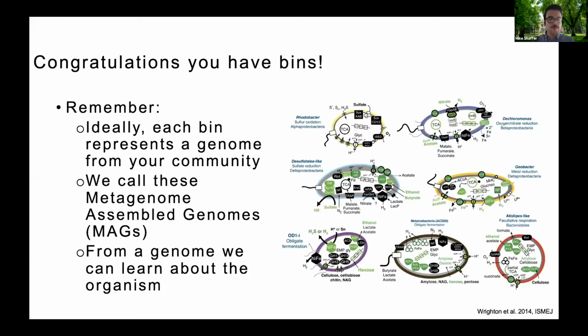And from that genome, we can learn a lot about an organism. So this figure here on the right is from one of Kelly's papers from 2014, where each of these little cartoons is representative of a bin that she was able to pull out of an analysis. So it's showing the metabolisms that each bin is able to do. And that's what we're going to work towards being able to do today, going from these bins to understanding the metabolism that each bin is potentially capable of.